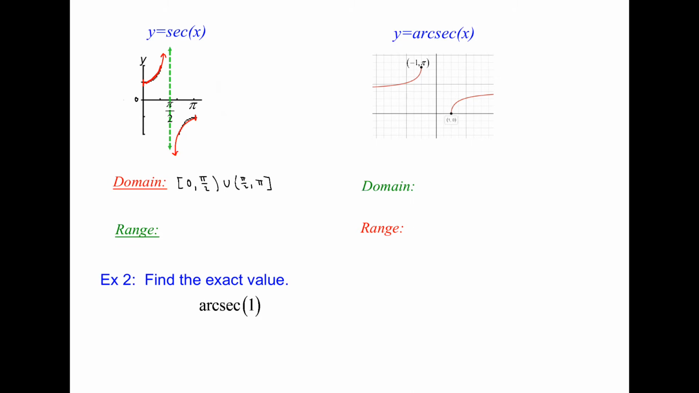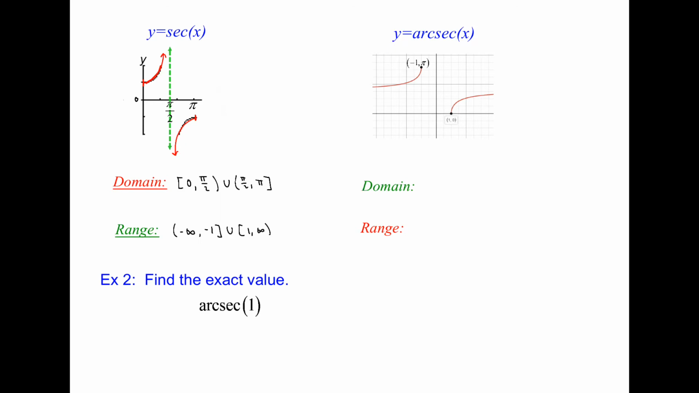Our range stayed the same. When you restrict it, it doesn't change. You don't lose any value. So our range on this one will be negative infinity up to negative 1, and then from 1 to infinity.